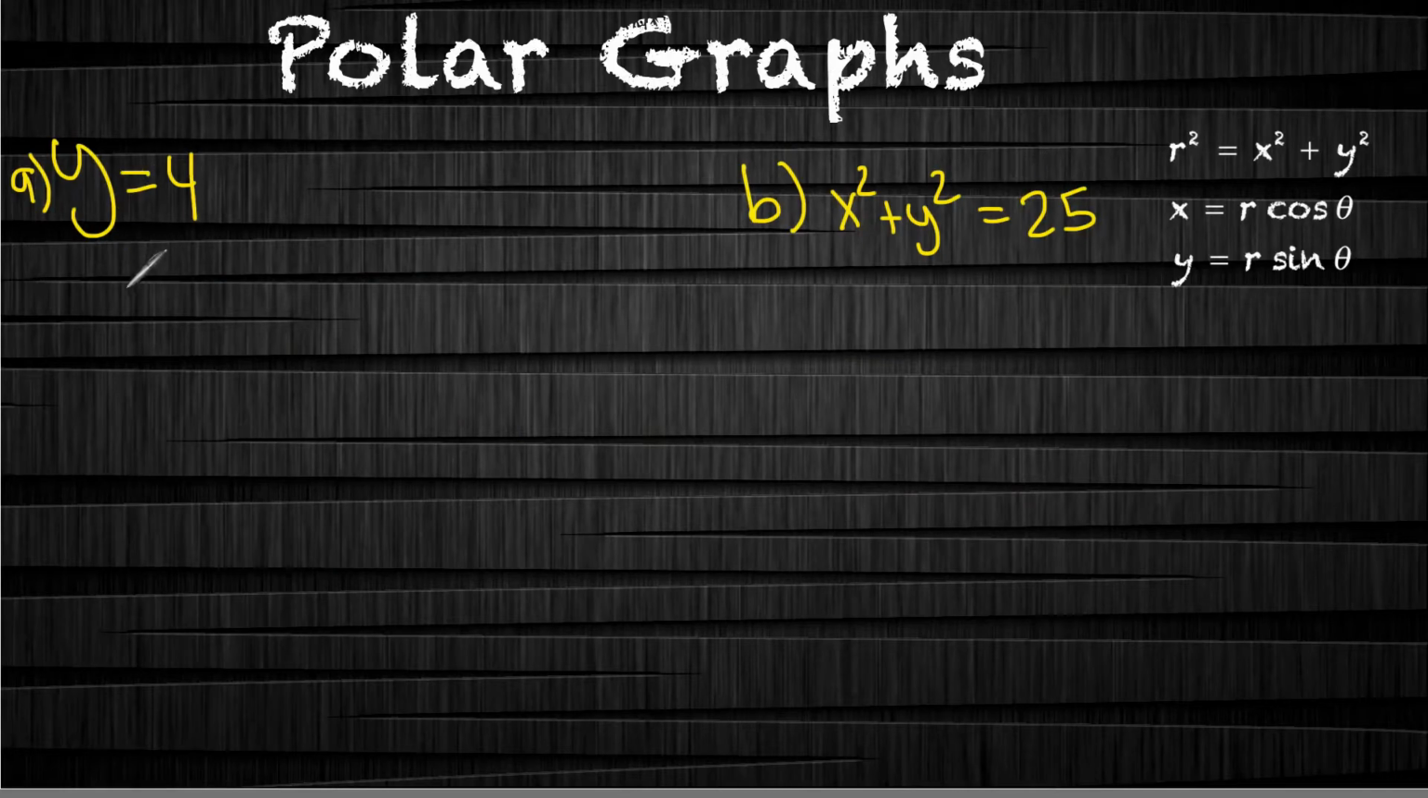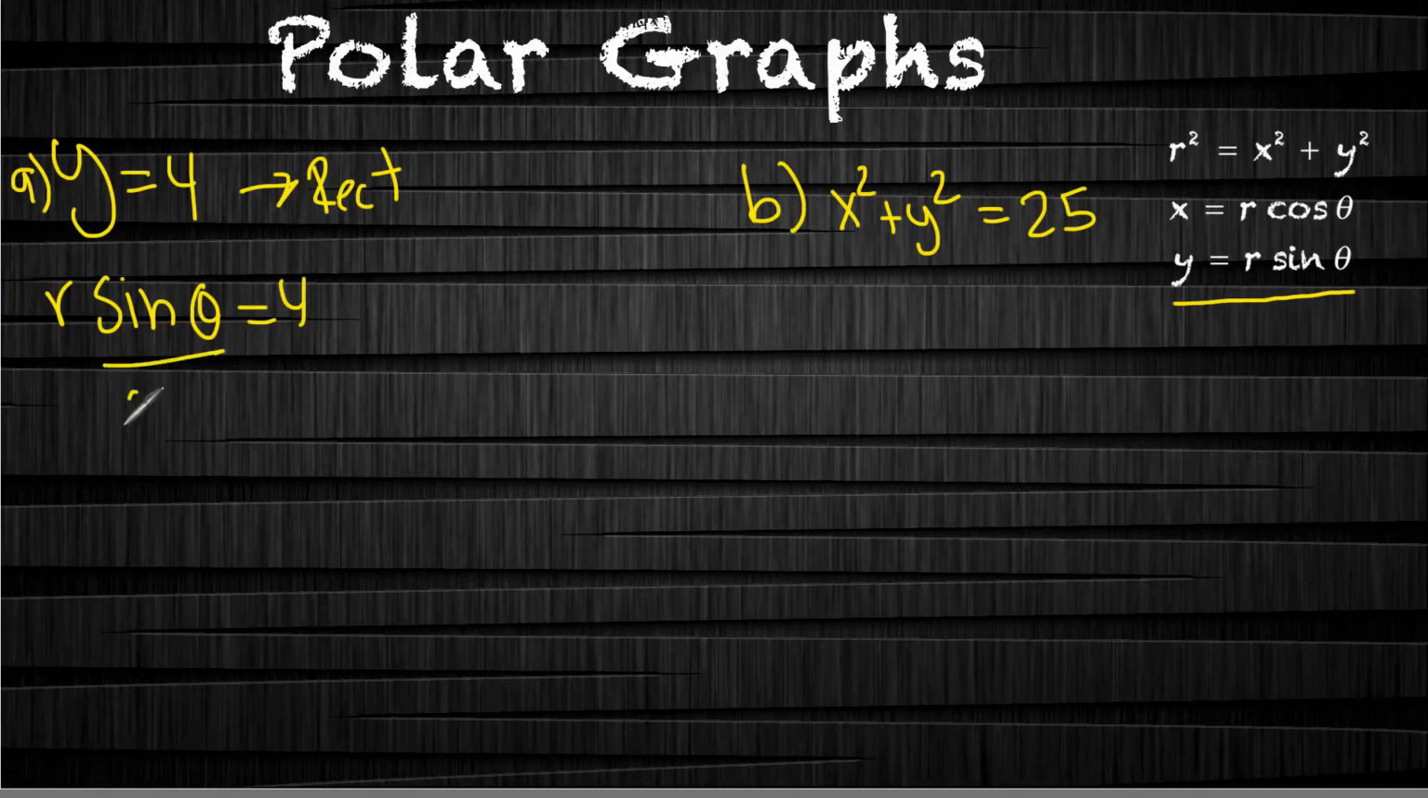So suppose we want to convert letter A, which is y equals 4, and this is in rectangular form because we see x's and y's. In this case, just a y. We want to convert that to polar. So we are going to make a substitution. We're going to let y equal r sine of theta, and we're going to solve it for r. So r sine of theta equals 4. We're going to divide by sine of theta, and we get r equals 4 cosecant of theta.